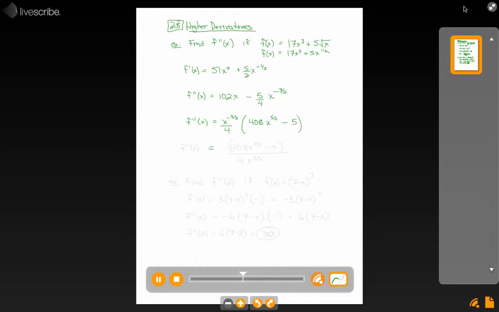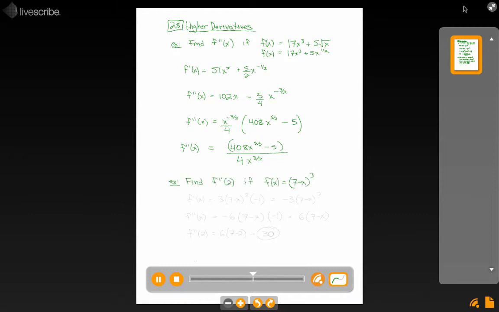Possibly even better than that, negative exponents aren't really great to leave in our final answers. You won't find those in the answers in the back of the book, so you probably would be more likely to see something like this. And that would be your more simplified, better version of that second derivative.